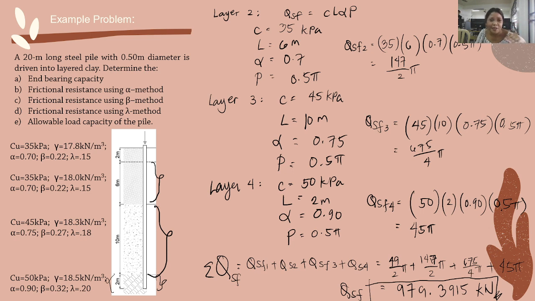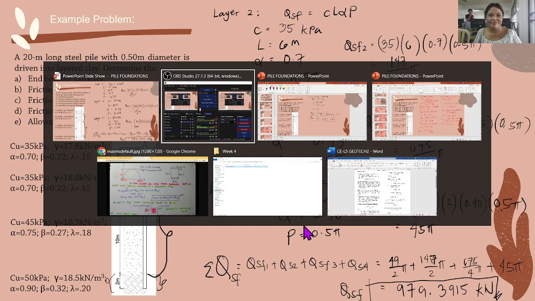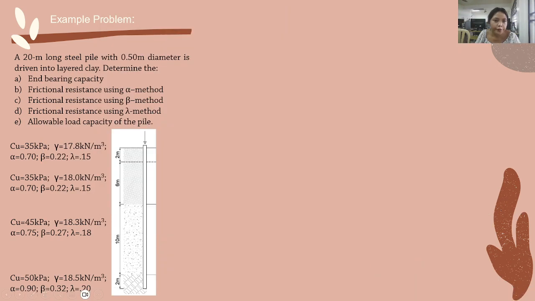May kasunod pa, beta method naman. I forgot to mention that the start of water table for your water surface is at this point. So, dito sa may ilalim nitong 2 meter, yung start ng water table. Sabihin nitong uppermost layer mo is dry unit weight yung gamit niya, 17.8 kilonewton per cubic meter.